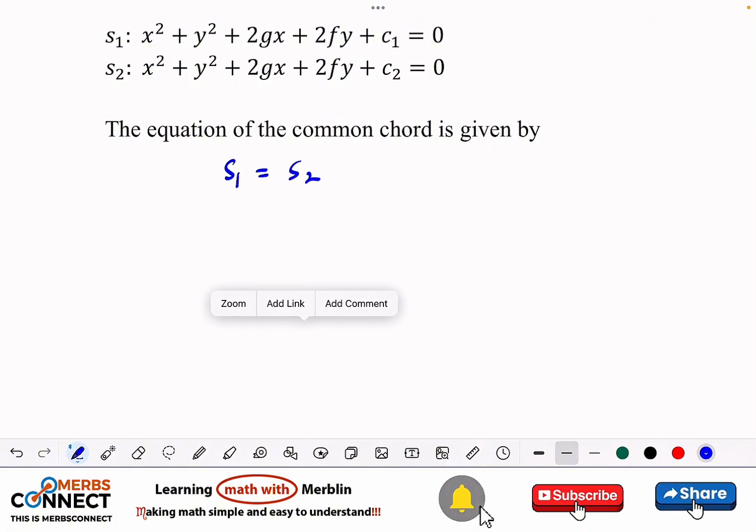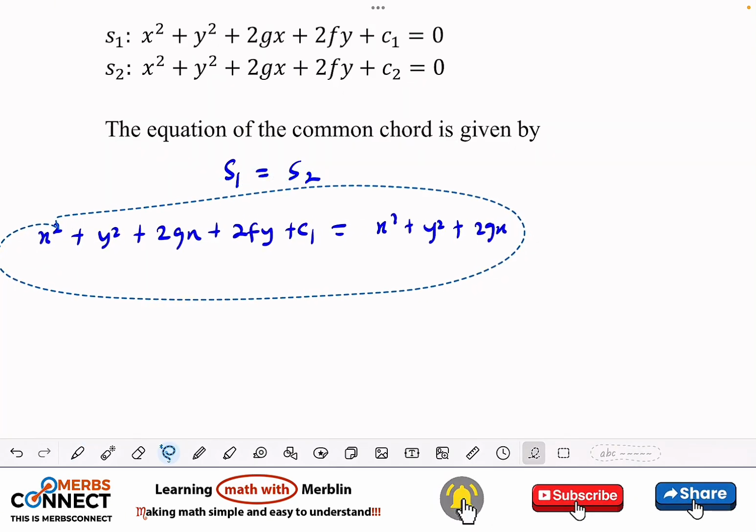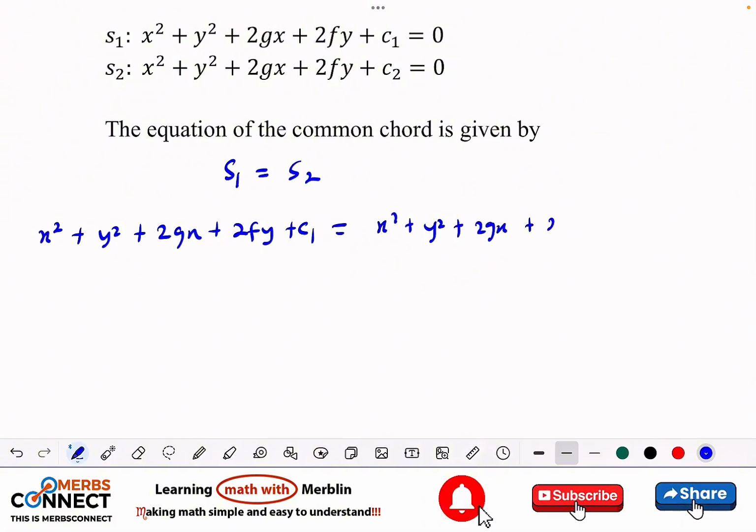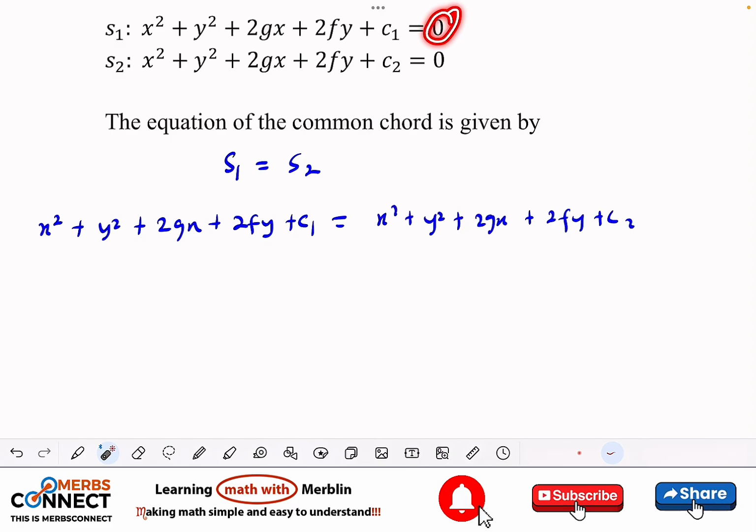We have x squared plus y squared plus 2gx plus 2fy plus c1, which is equal to x squared plus y squared plus 2gx, then plus 2fy plus c2, right? So I mean, this is the same as that, because this is equal to 0, this is also equal to 0.